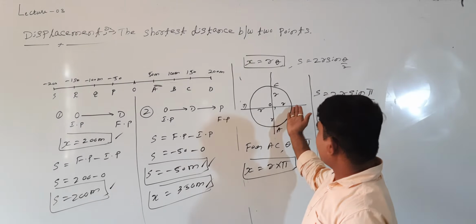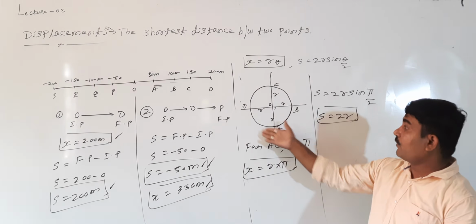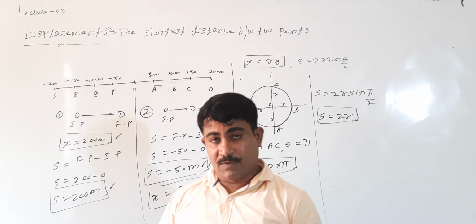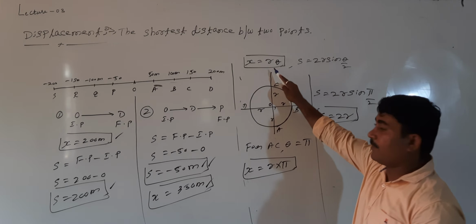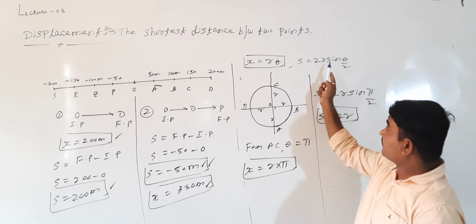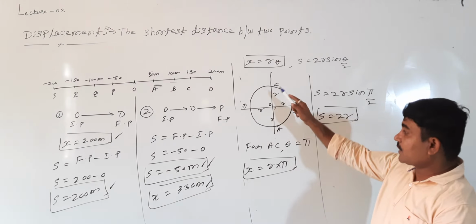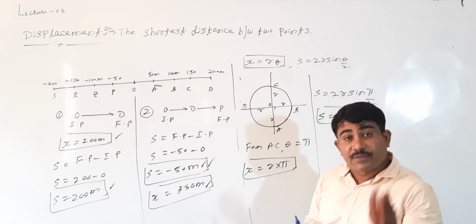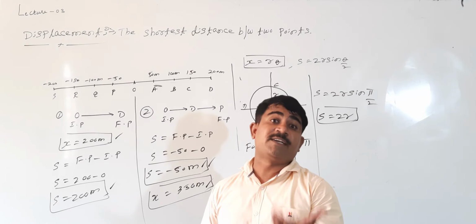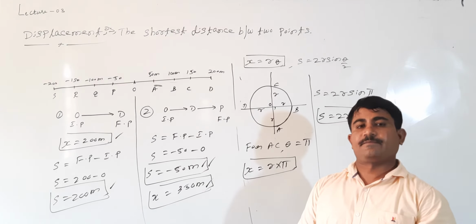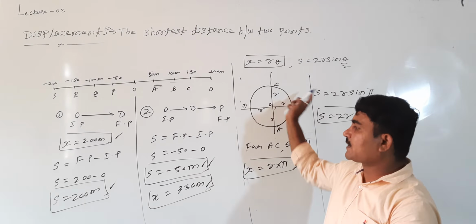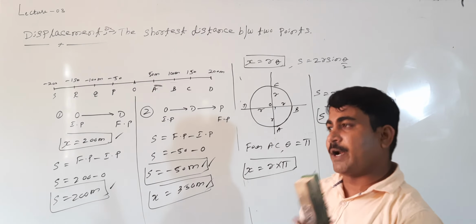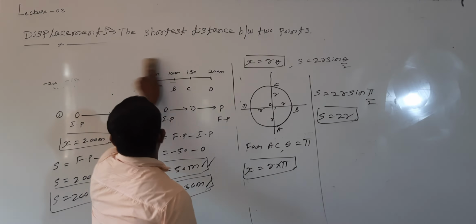Then generally you can calculate for a three-fourth circle, and for one complete circle. For any particle moving in a circular path, the distance and displacement can be calculated by these formulas. For a quarter circle, you can take theta equal to pi by 2. For a half circle, pi. For a three-fourth circle, 3 pi by 2. For a complete circle, 2 pi. Using that, you can calculate distance and displacement. Then students, what are a few points regarding displacement? Those points we will see.